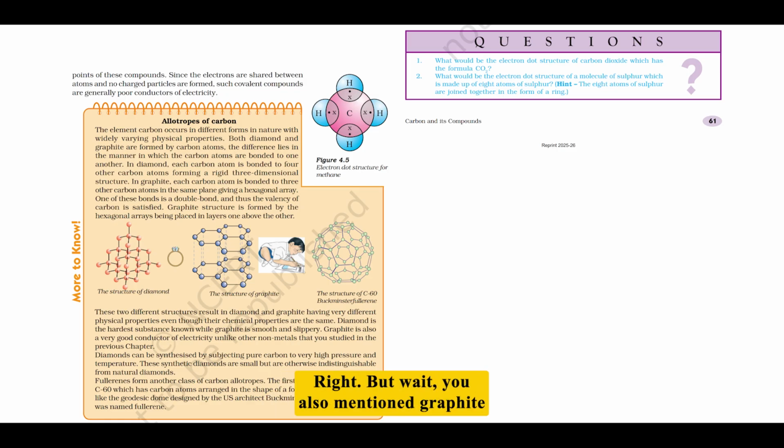But wait, you also mentioned graphite conducts electricity. Most nonmetals don't. How does that work? Another excellent point, and vital for exams. Unlike diamond and most nonmetals, graphite is a very good conductor of electricity.